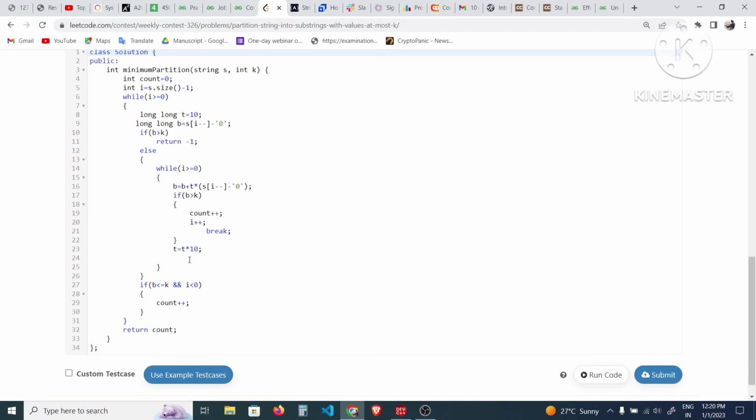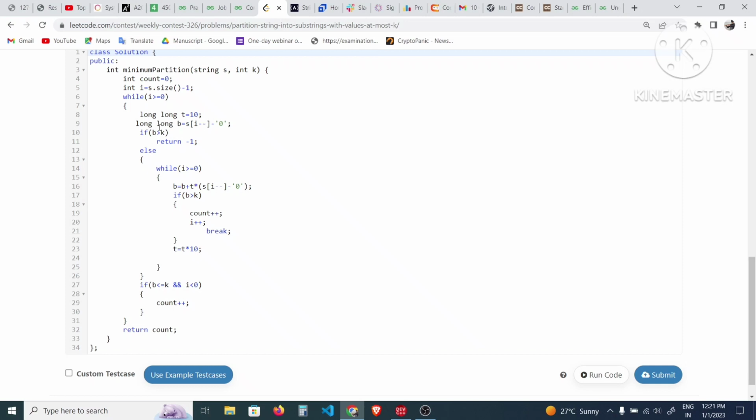So the same logic I implemented here. Count is for counting the number of substrings, and int i is so that I can start from the end of the string. Then here is long t equal to 10, so that whenever I take the second digit in a continuous manner, I need to multiply with t, and for the third, t becomes 100, like that. So for that I took t, and long b is for storing that number. This is the logic and code.